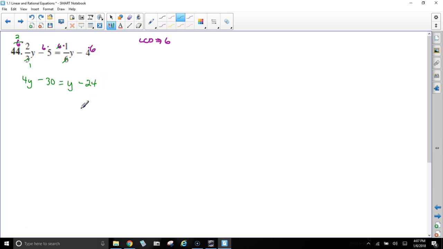Okay, let's do our algebra moves to solve. We're going to subtract y from both sides to move the variables to the left-hand side. So we are going to add 30 to both sides to move our constants to the right-hand side. Once we do this, we are left with our equation 3y equals negative 24 and a positive 30 combined to give us a positive 6. Divide both sides by 3. So our solution is y equals 2.